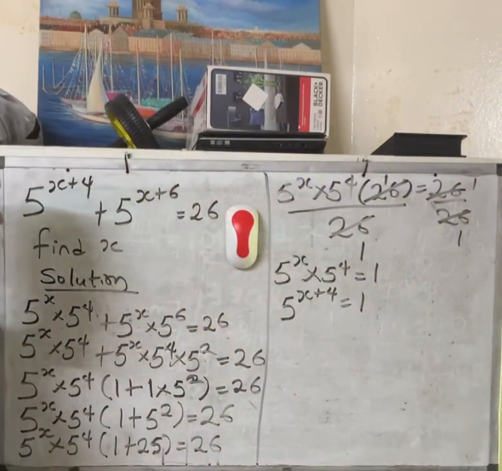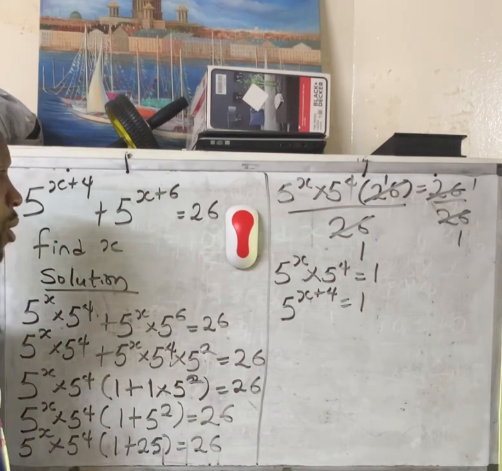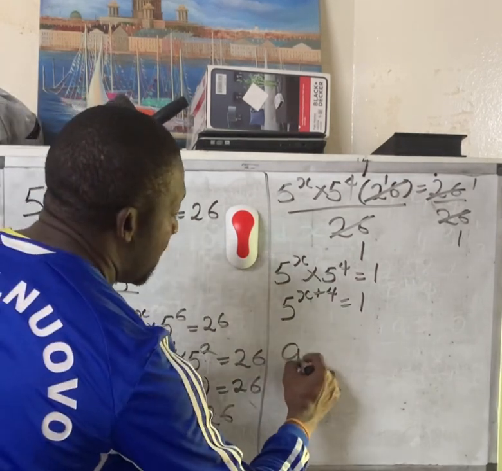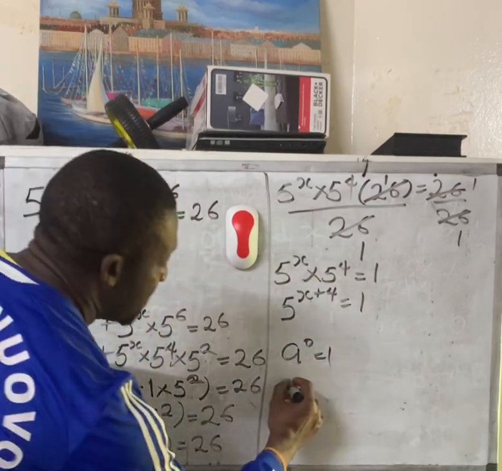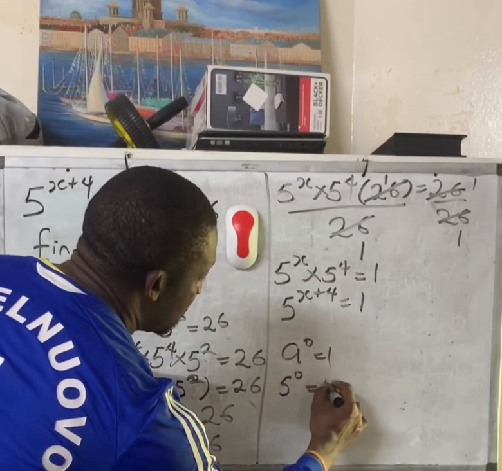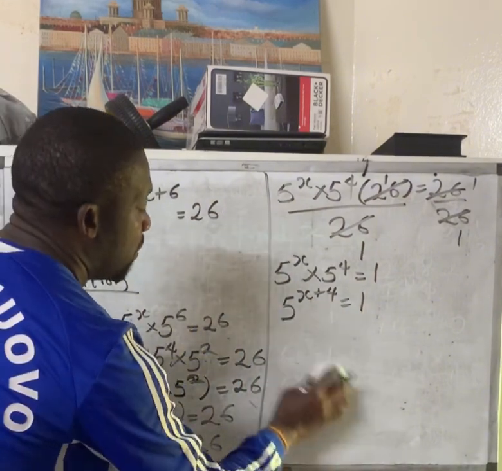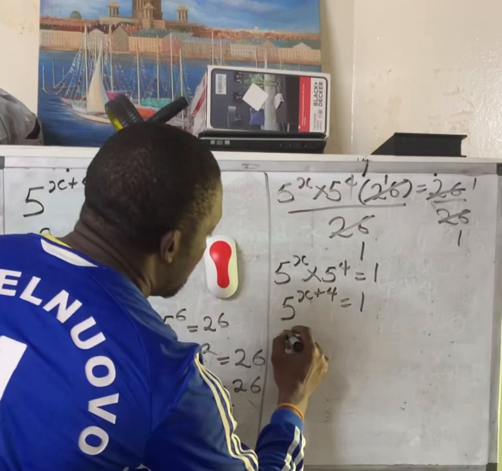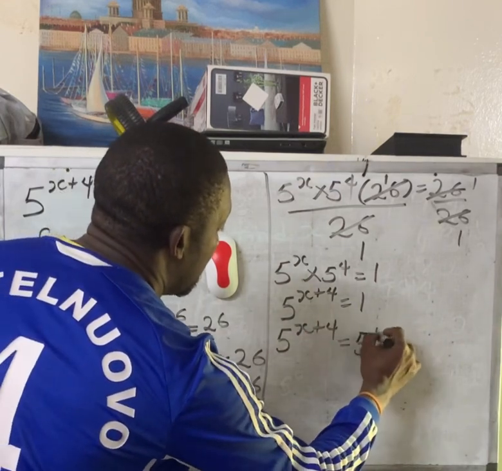All right, now at this level, we are going to apply the zero power law of indices, which states that any number raised to power 0 is equal to 1. All right, so we can as well say 5 raised to power 0 is equal to 1. So where we see 1, we use 5 raised to power 0. Okay, so we have 5 raised to power x plus 4 is equal to 5 raised to power 0.